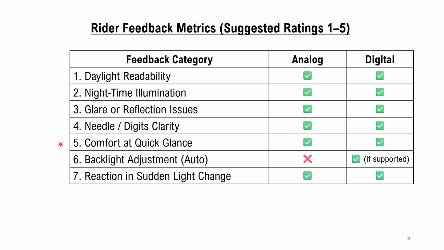Number five, comfort at quick glance, then backlight adjustment auto. This is specifically applicable to digital speedometers. And last but not the least, reaction in sudden light change. It is also to be evaluated at the scale of 1 to 5, and the speedometer is to be marked accordingly and declared as pass or fail.